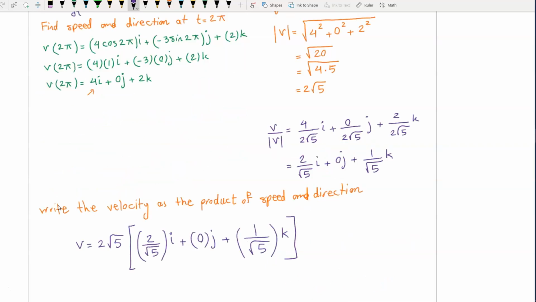And finally, write the velocity as the product of speed and direction. So velocity is equal to, for speed, we had 2 square root of 5, multiplied by, for direction, we have 2 over square root of 5 i plus 0j plus 1 over square root of 5 k. So we multiply these two: 2 square root of 5, and then this is what we have for direction.